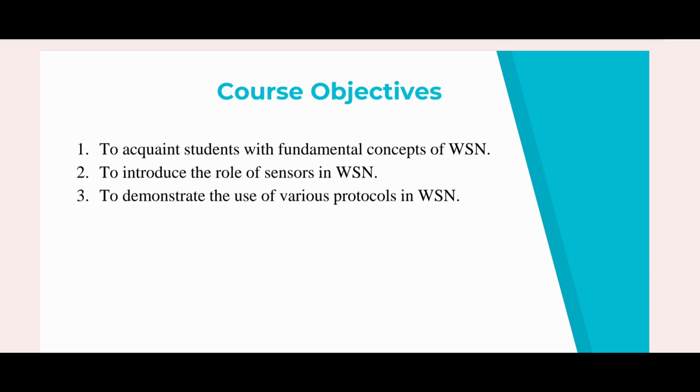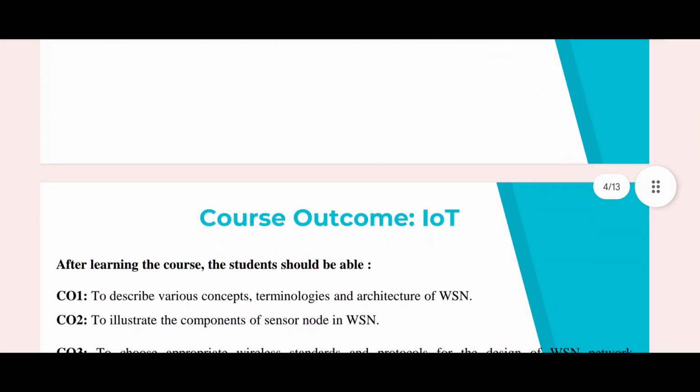So initially, the student must be able to understand the fundamental concepts of wireless sensor network. What is exactly WSN? What can be the contents or components of WSN? What can be the roles of each component, specifically sensors, in wireless sensor network? And what can be the supporting protocols for designing the WSN? So these can be the course objectives of the WSN course.